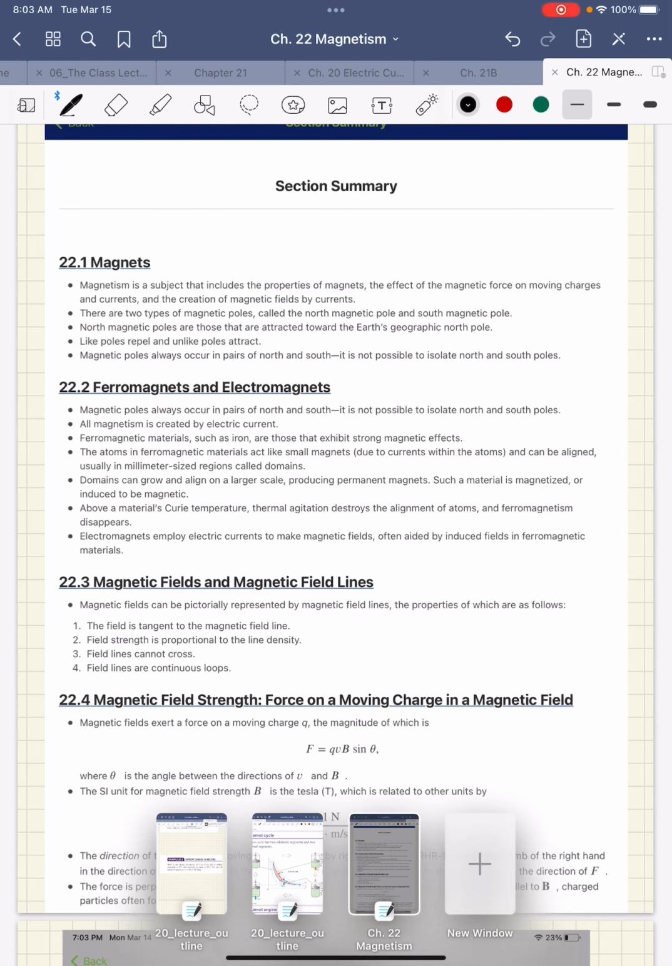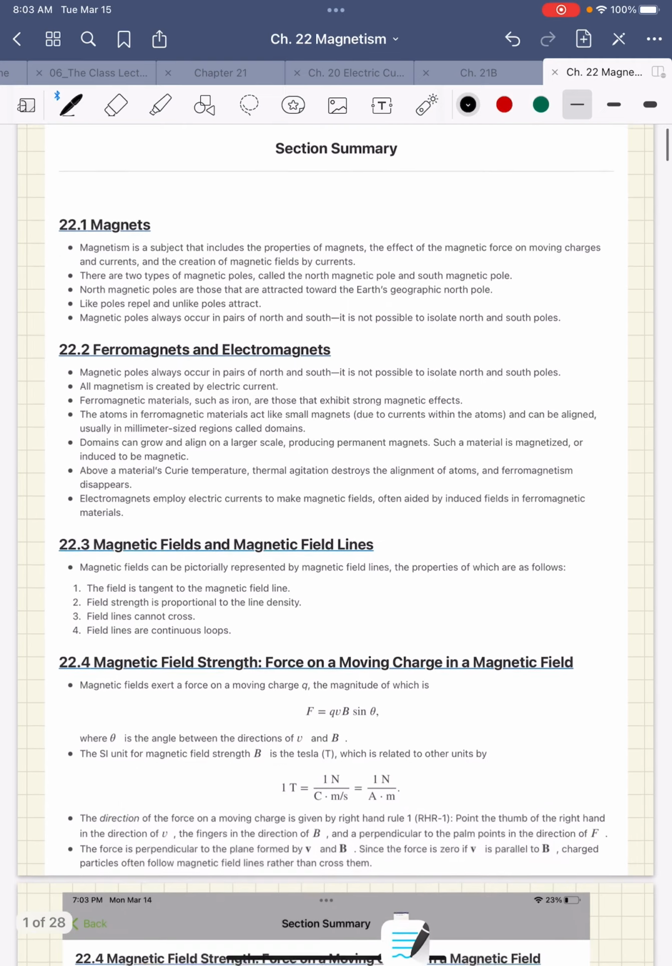It is chapter 22. We are going to talk about magnetism. I wish that you will be able to watch the videos that I have posted already. And just in general, we are going to talk about magnets, magnetic forces, and some of the very important applications related to magnetism.